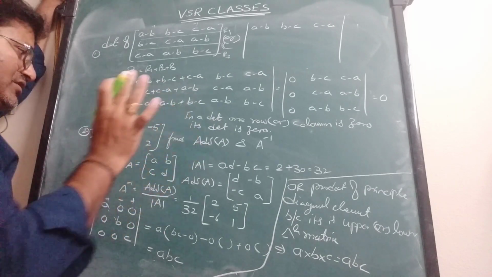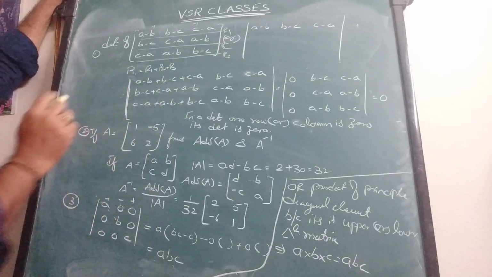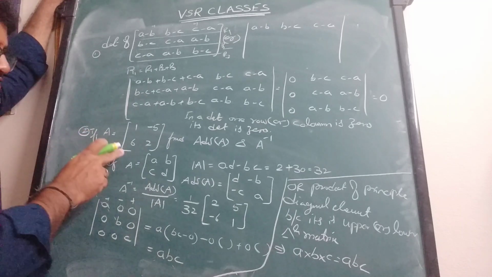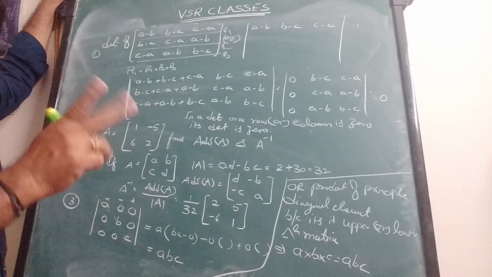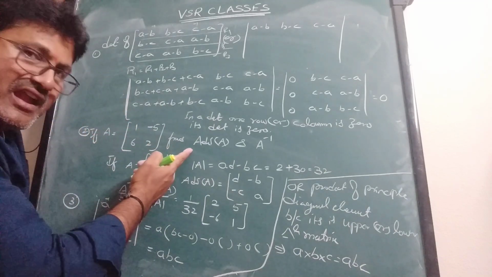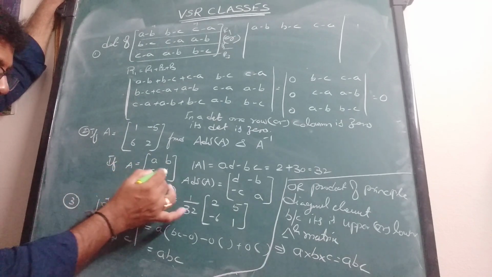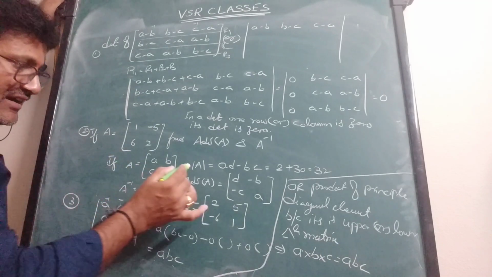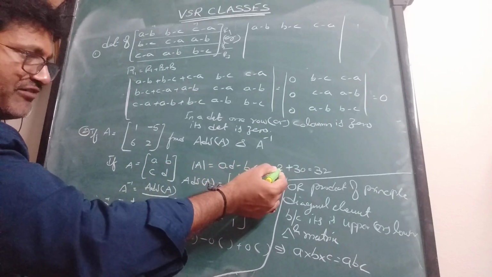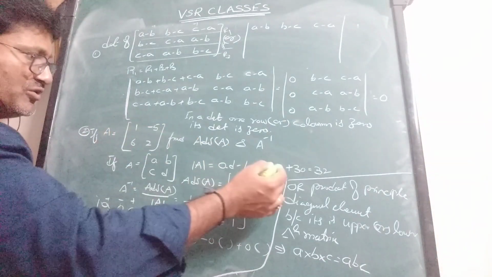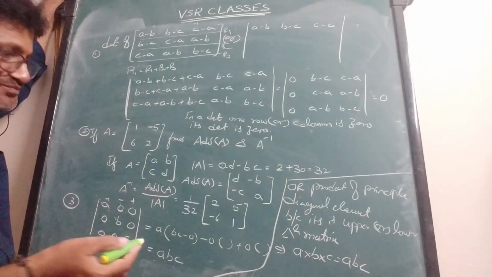Okay. Now next, if A is equal to [1 -5; 6 2], find adjoint A and A inverse. We have to find both the values, adjoint A as well as A inverse also. If A is equal to [a b; c d], we have the formula like this. Det A is AD minus BC, we know that. Okay, I took the values also. This will be 2 minus of minus 30, it becomes 32.